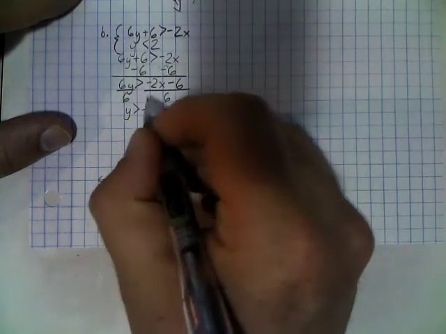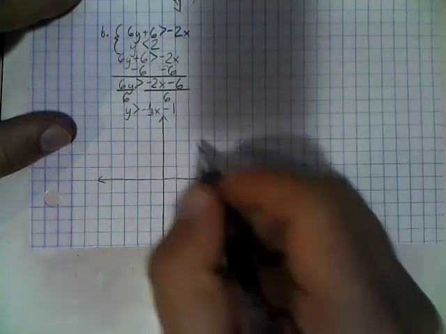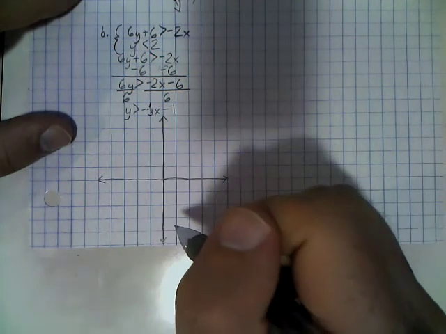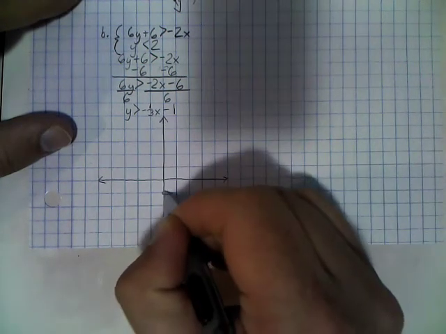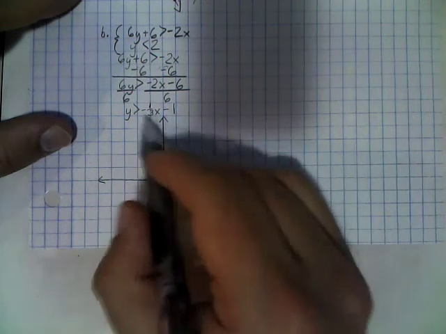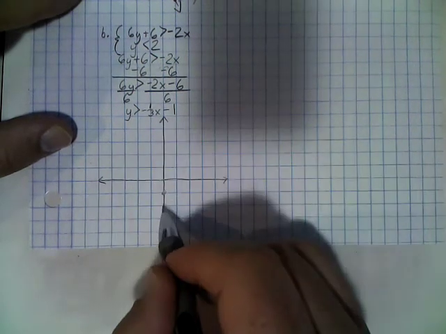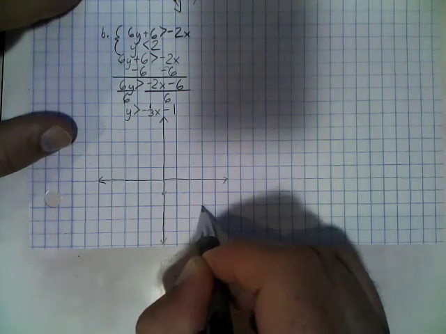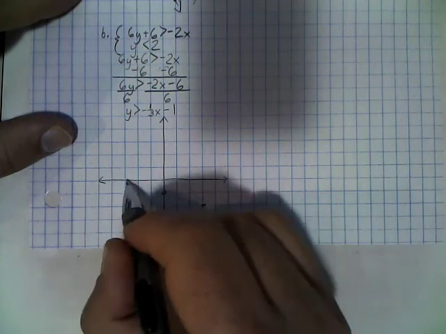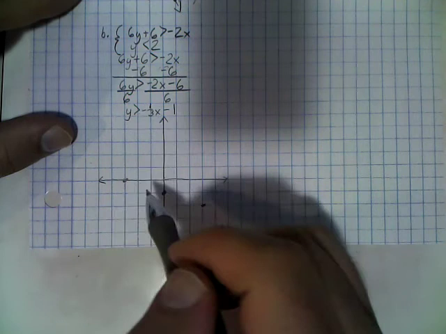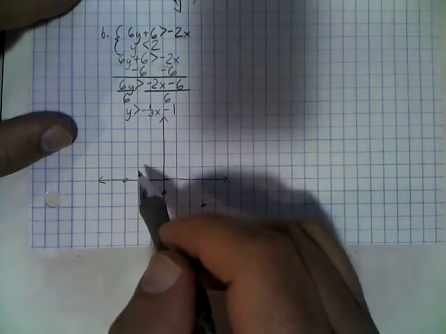So I have an intercept at negative 1, and then a slope of negative 1/3. So down 1, right 3, up 1, left 3. This says just greater than, which means therefore this will be a dashed line.